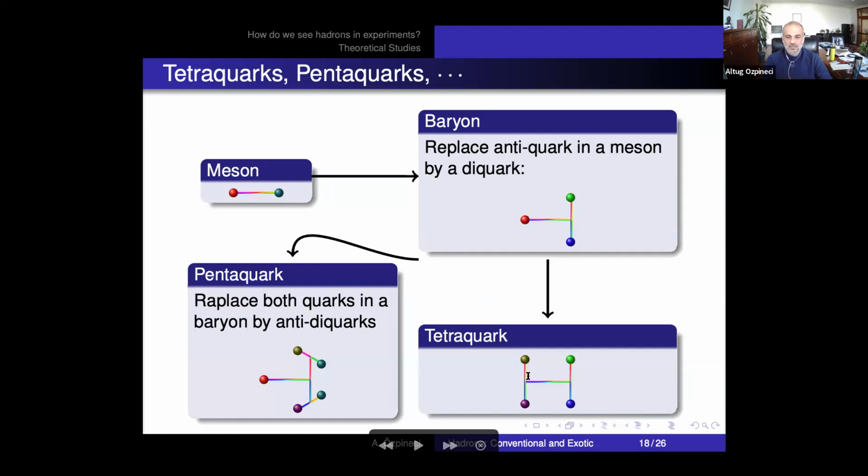We started with a colorless object, and we still have a colorless object. This is what is called a genuine tetraquark, so it cannot be broken into two colorless objects.